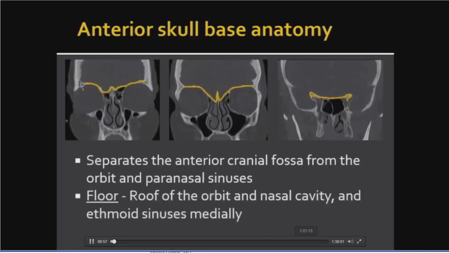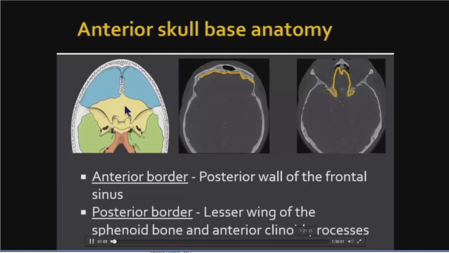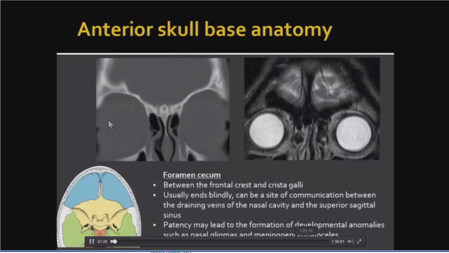The floor is essentially the roof of the orbit, the roof of the nasal cavity, and the roof of the ethmoidal sinuses. If you look at it in a different plane, the anterior border of the anterior skull base is formed by the posterior wall of the frontal sinuses, and the posterior border is essentially formed by portions of the lesser wing of the sphenoid bone and the anterior clinoid process. And this anatomy is easy to appreciate on cross-sectional imaging. So let's do it on an image-by-image basis.